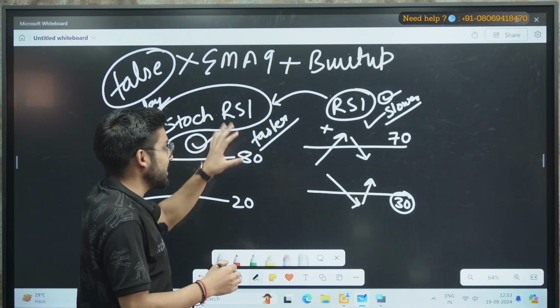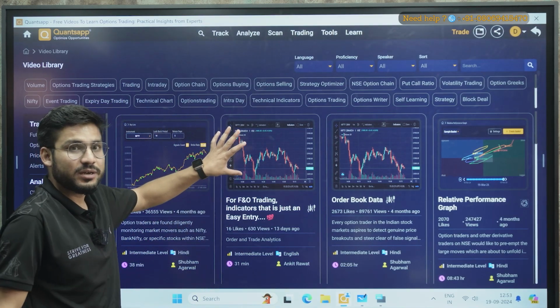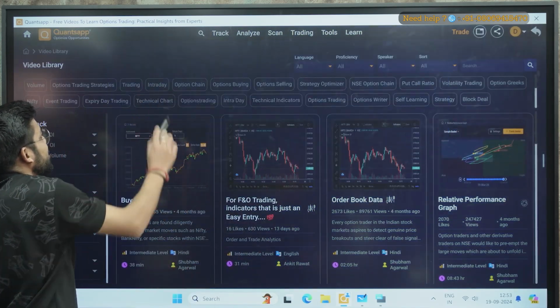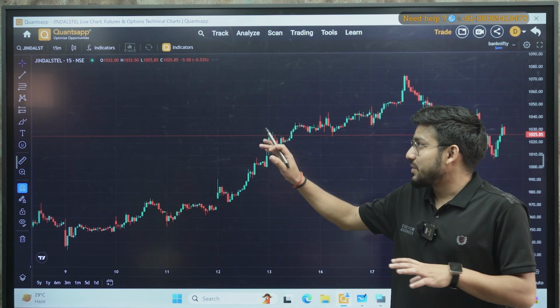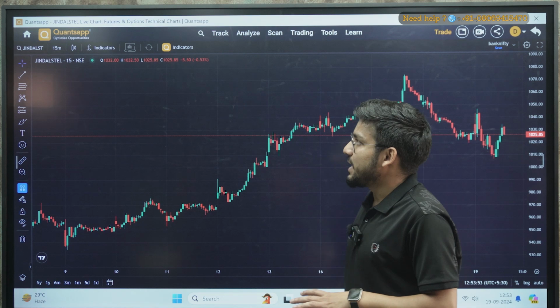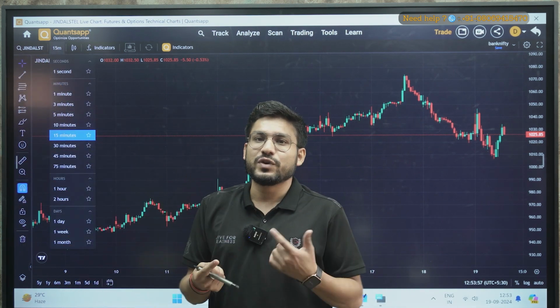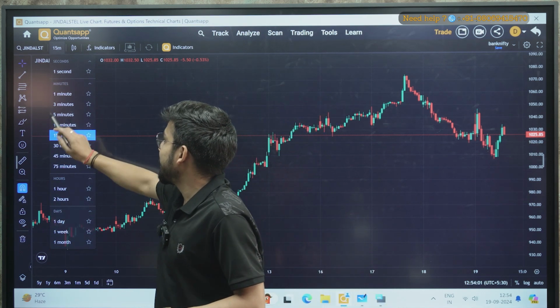Now let's see this on the chart also. So I'm opening the Quantsapp application here. In the Quantsapp application you have to go to Analyze, and then there is Charts, Order and Trade. Now when I'm trading with the Stoch RSI, what I have to do is apply a time frame of 5 minutes, or you can also go with 3 minutes, because we are doing intraday. So I'll apply 5 minutes here.